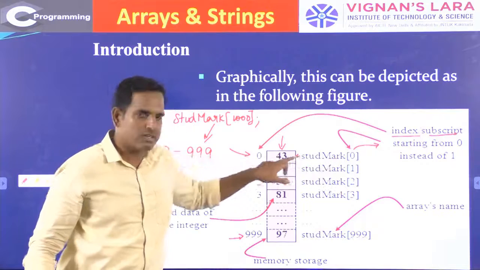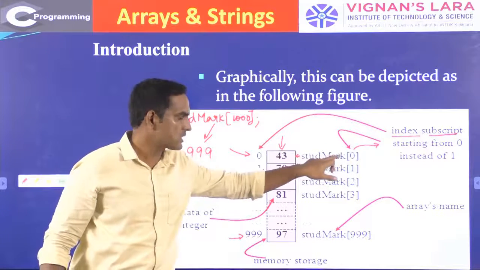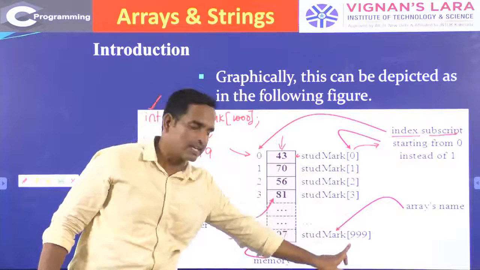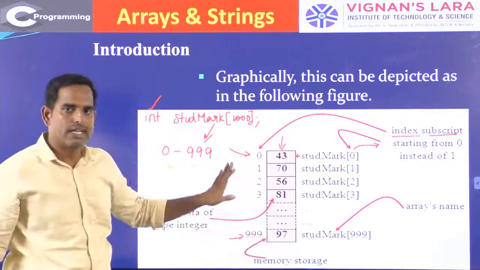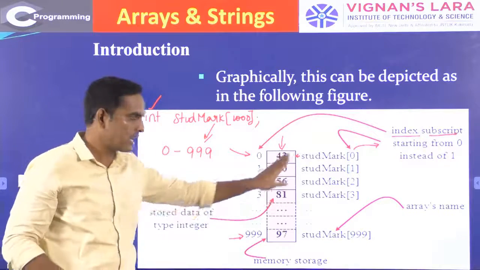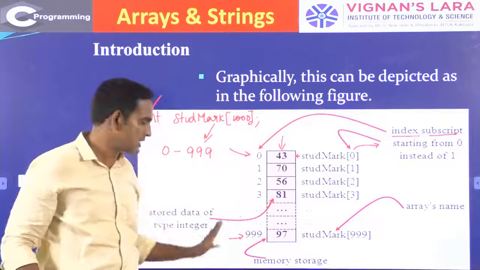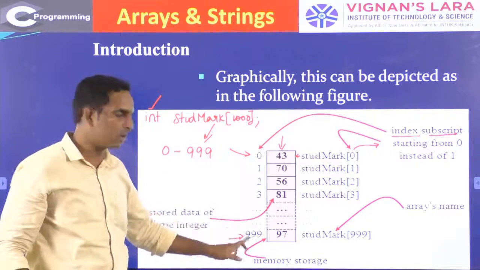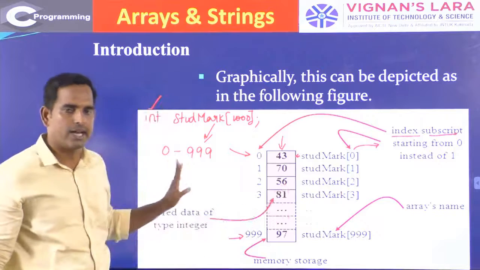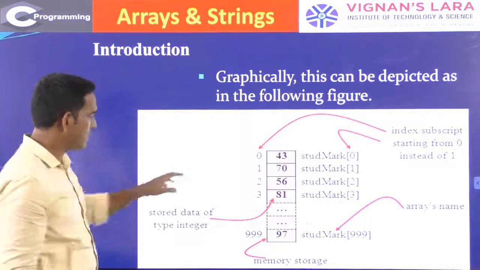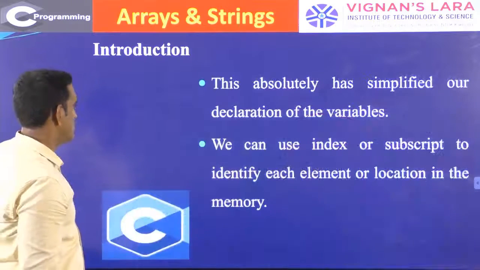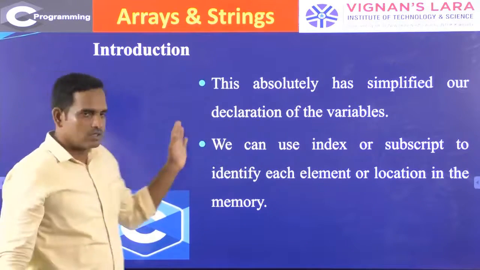So your first element will be created like this: studentMarks of 0. The second element will have the name studentMarks of 1. Like this, we will be having studentMarks of 999. So those many elements are created by the declaration, and you will be having the visual representation in this manner. So this is the memory, and these are the values, and this is how you will be having the complete array. All the values whatever you are going to store are integers here.